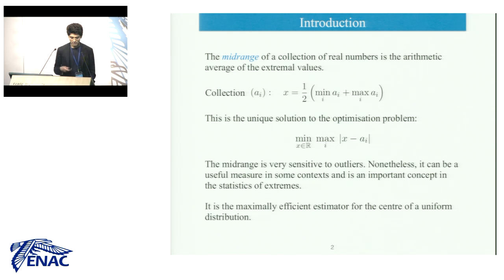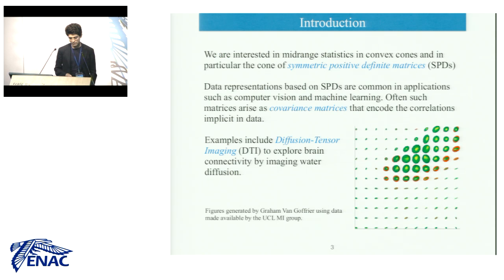One interesting thing to note is that it's the maximally efficient estimator for the center of a uniform distribution. So if you have a symmetric or uniform collection of points, the mid-range will actually be a pretty sensible notion for an average for the set. So you don't have to go through all of the data points, essentially.